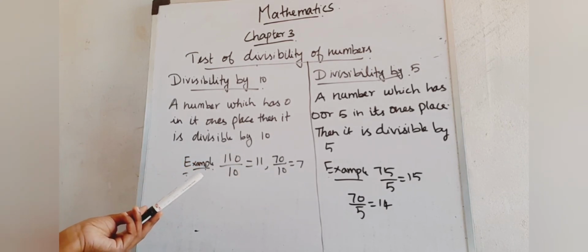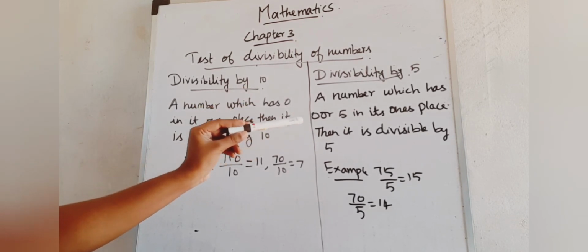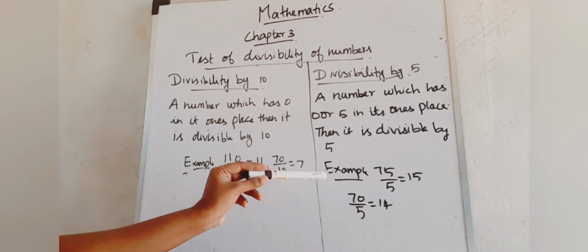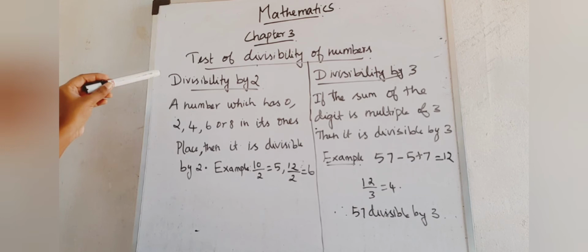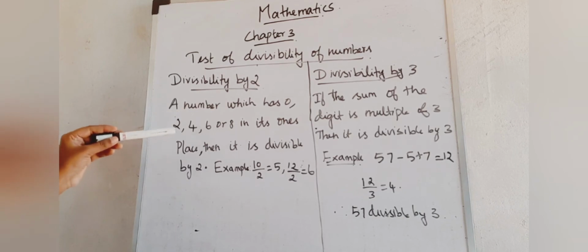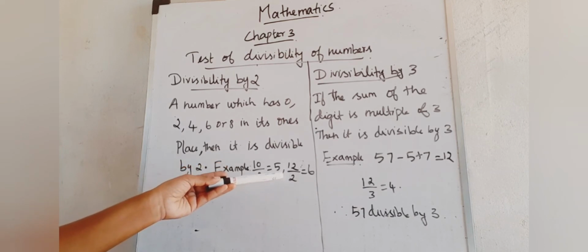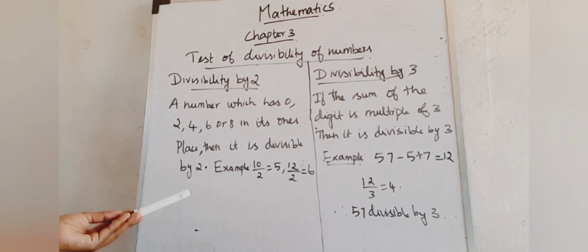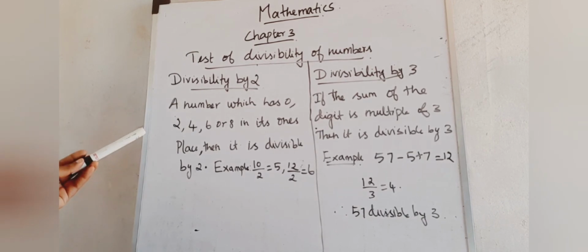Then the next one is divisibility by 5. A number which has 0 or 5 in its ones place is divisible by 5. Next one is divisibility by 2. A number which has 0, 2, 4, 6 or 8 in its ones place is divisible by 2. For example, 10 by 2 is 5, and 12 by 2 is 6. Here it's ending with 0, here ending with 2. Likewise 14 and 16 work. Any number which ends with 0, 2, 4, 6 or 8 is divisible by 2.